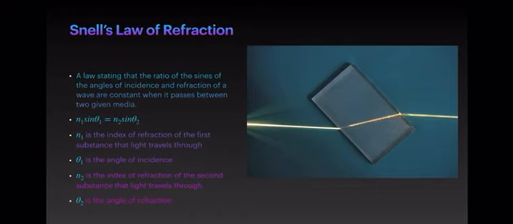What is n1? It's the index of refraction of the first substance that the light travels through. So basically, the index of refraction of the first medium. Then theta 1 is the angle of incidence. Then n2 is the index of refraction of the second substance that the light travels through. Then theta 2 is the angle of refraction.